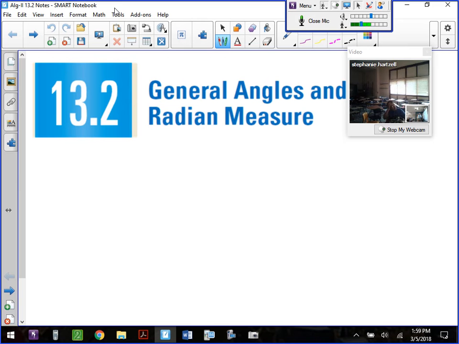The rest part of the trig unit. And this is now where we no longer are going to be using calculators because we don't need them. Okay.